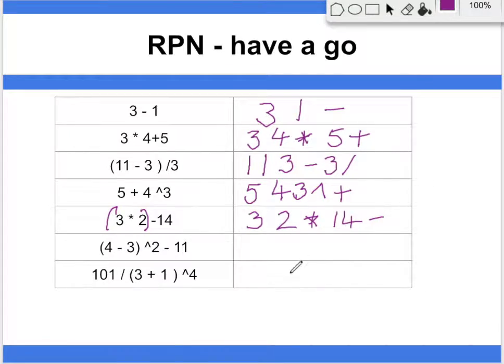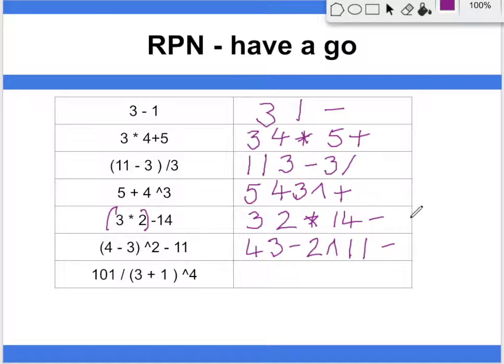Okay, moving on to number 6. Number 6 is an interesting one in the sense that we've got brackets and we've got raised powers as well. What we're going to do here is deal with the brackets first of all. So we're going to go 4 minus 3 and then we're going to square it, which is really sort of useless, but we can do it anyway. And then we're going to subtract 11 from it. So following the principle of that, we're going to go for 4, 3, minus, because that's the order in which that needs to be evaluated. Then we're going to raise it to the power 2, and then we're going to subtract 11 from it afterwards. So 4, 3, minus, 2, power, 11, minus.